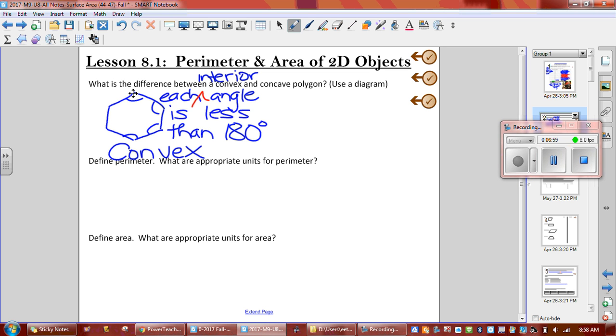So then there's concave. Is that more than 180? Close. It has one angle that's more than 180. So I'm going to just draw a diagram. We'll try and draw another six-sided figure.